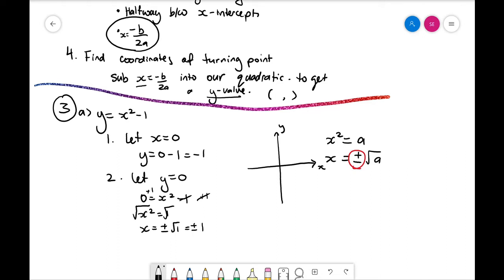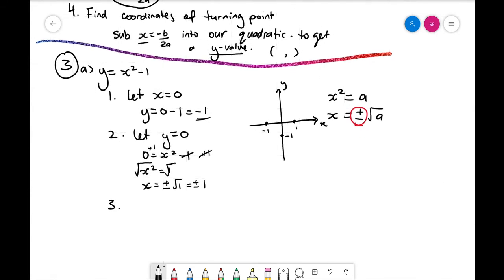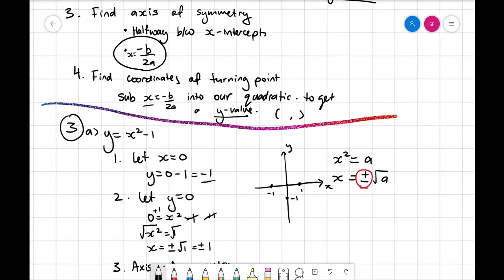So let's start to graph it. So we know the y-intercept is going to be at minus 1. So we'll put that down here. We know the x-intercepts are going to be at positive 1 and negative 1. So it's going to pass through these 3 points. Now the third step, let's find the axis of symmetry. Some of you might be able to just see this from looking at the graph. So you can either find the midpoint of the two x-intercepts. So the midpoint between 1 and minus 1 is clearly 0. But let's use the formula up here.